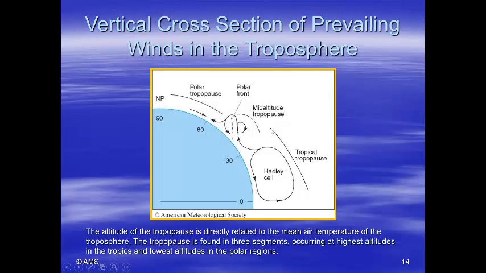We see that the tropopause is higher near the equator than it is near the poles, and it isn't a smooth transition. For instance, here is the middle latitude tropopause. Once again, at 60 degrees, we get convergence, and this is the jet stream.